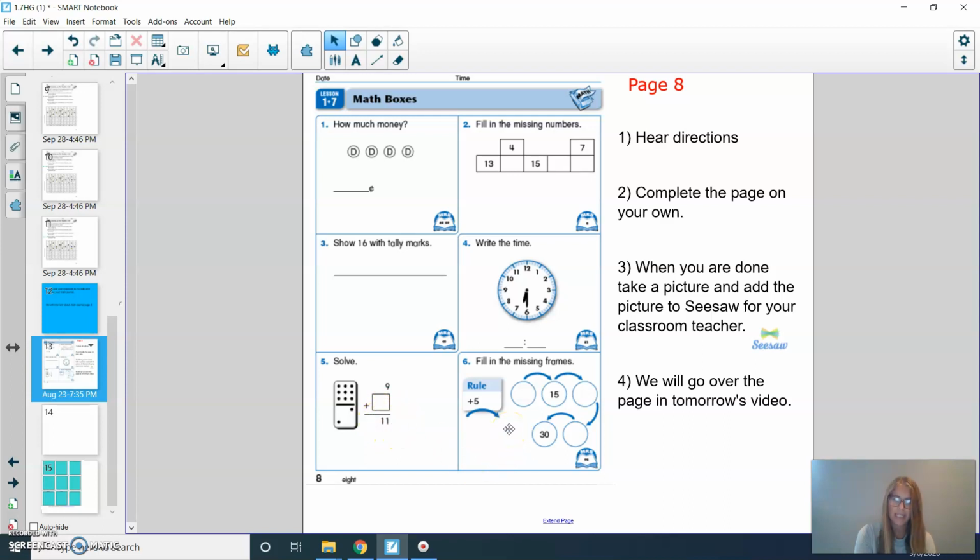And then let's look at number 6. Fill in the missing frame. So our rule is plus 5. For this first one, we actually need to subtract 5. We need to do the opposite because we need to figure out what's going to be that first number. So can you think about what's 15 minus 5? And will you write that number in? Then from 15, you could think 15 plus 5. You would put that in this circle. Then you would add 5 more, and you would put it in this bottom circle. And if I were to add 5 more, I would get to my 30.